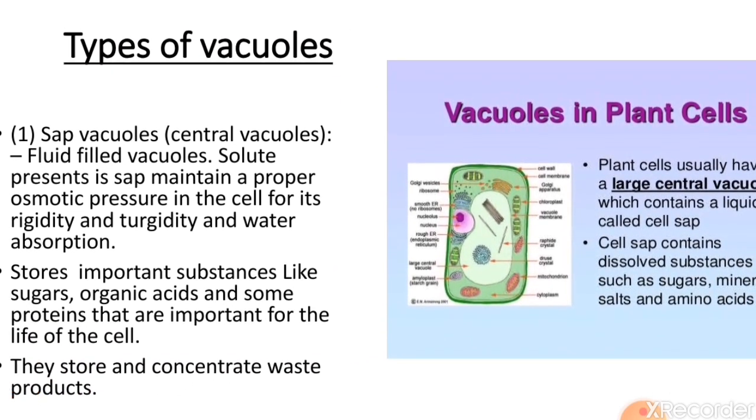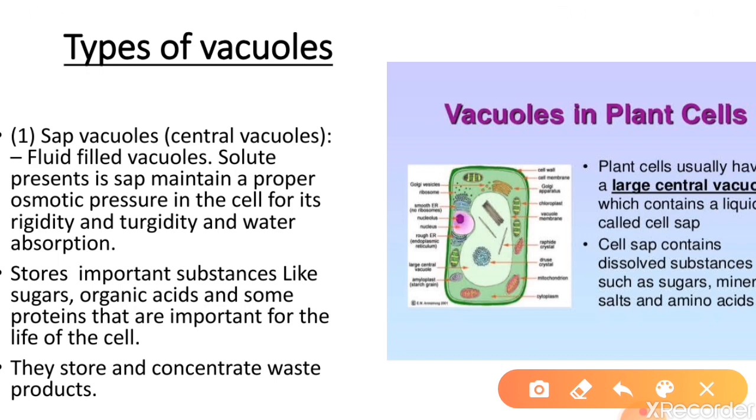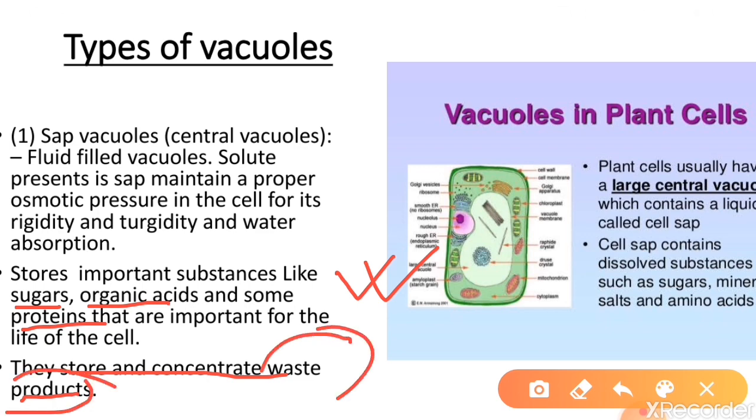So the sap vacuole stores many of the important substances that are required for the survival of the plants, like amino acids, sugars, organic acids and proteins. This is one important function of the sap vacuole. The sap vacuole or central vacuole also stores the waste products. That is because plants do not have any specialized excretory structures or organs. So what they do is store the waste products in the living cells, inside the sap vacuole.